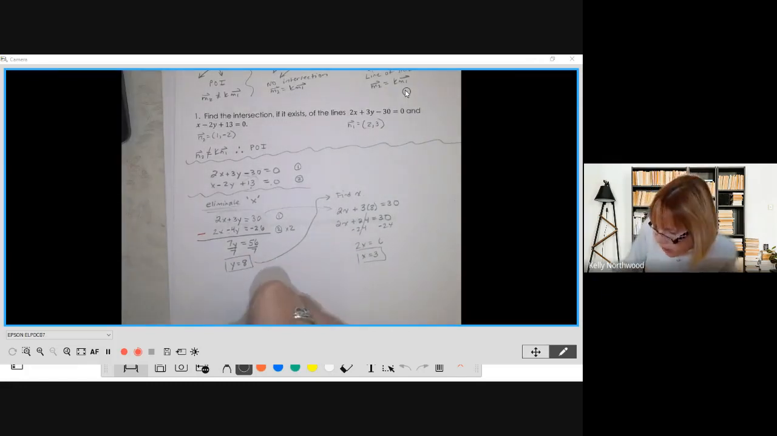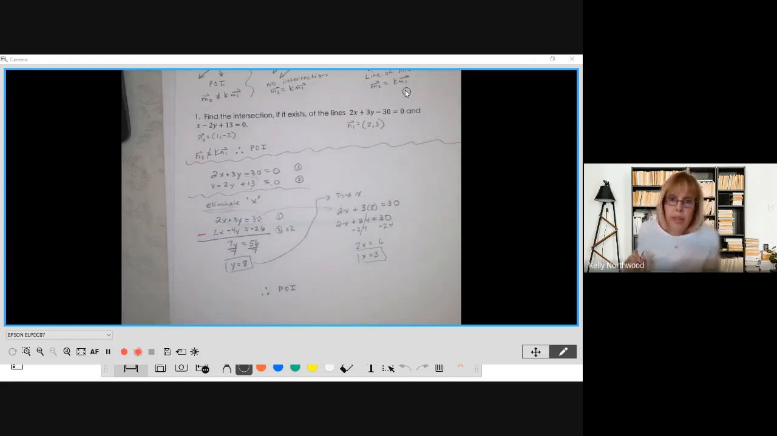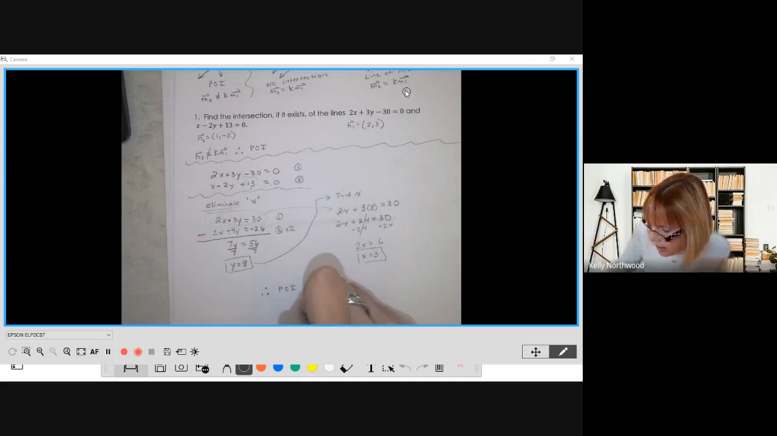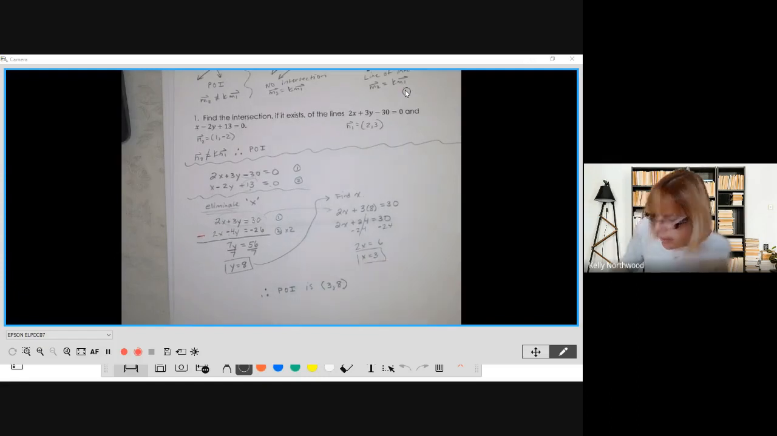So then you're going to just do your therefore statement. Therefore, the point of intersection, so POI stands for point of intersection, is... make sure you got the x first and the y second when you make your ordered pair. So the point of intersection is (3, 8). So that's a little review on elimination, the method of elimination to find the point of intersection.